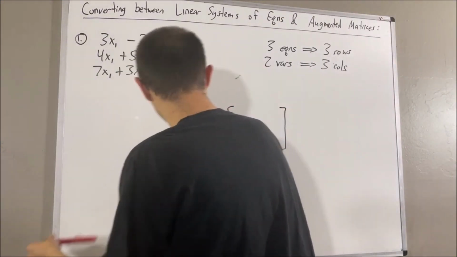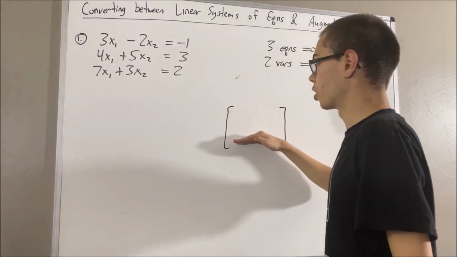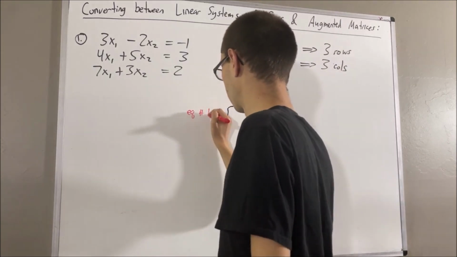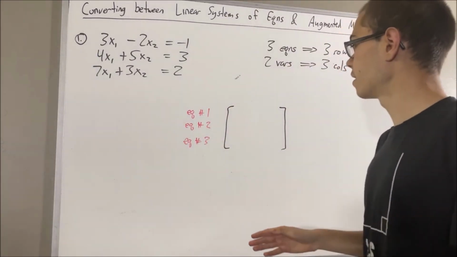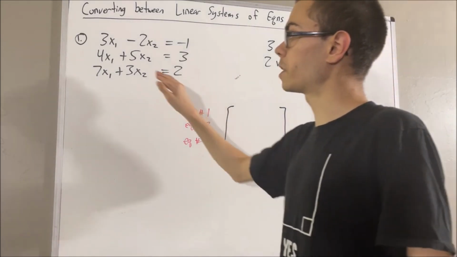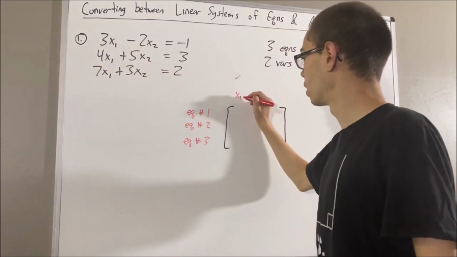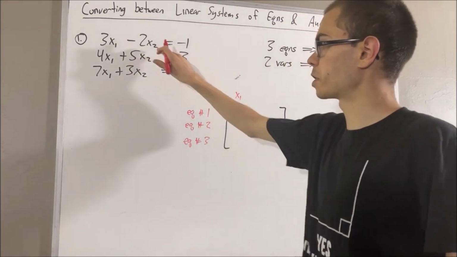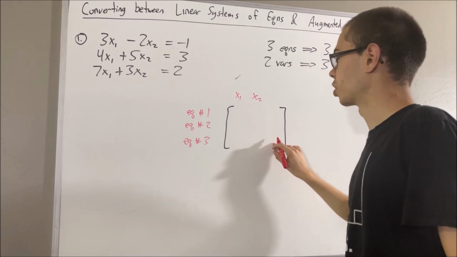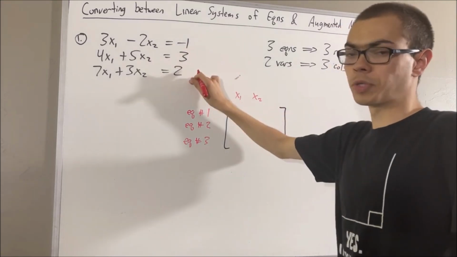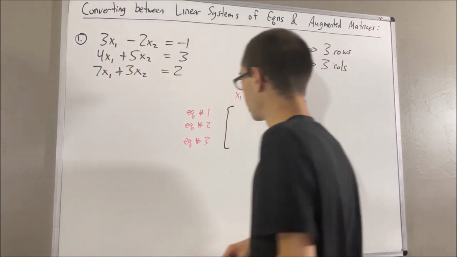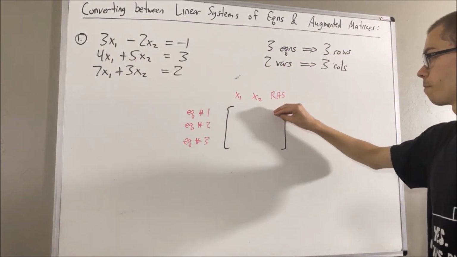Right? Each of the three rows are going to correspond to each of our three equations, respectively. And the first column of our matrix will correspond to the coefficients in front of x1. The second column will correspond to the coefficients in front of x2, while the final column is going to correspond to the numbers we have on the right-hand side. So with that in mind, let's fill in our matrix, starting with the first row.